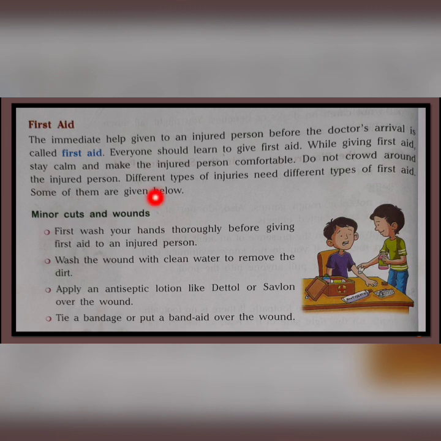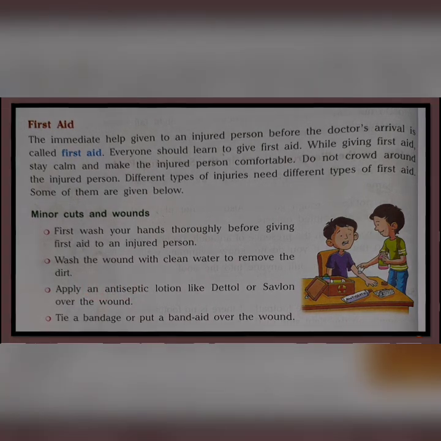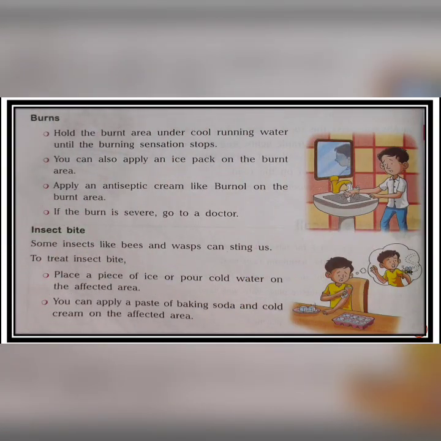Different types of injuries need different types of first aid. First aid for minor cuts and wounds: what should we do? First, we should wash our hands thoroughly before giving first aid. Then wash the wound with clean water to remove dirt. Apply an antiseptic lotion like Dettol or Savlon over the wound and tie a bandage or put a band-aid over the wound.